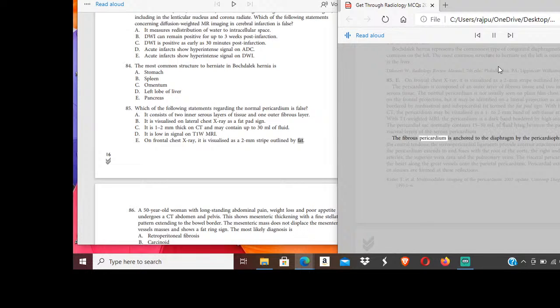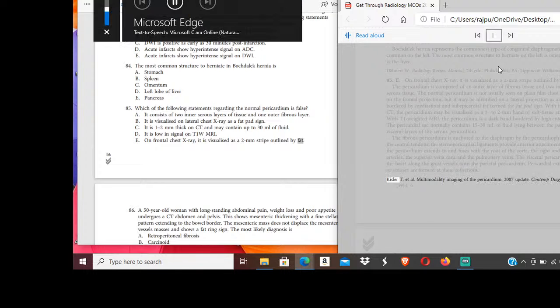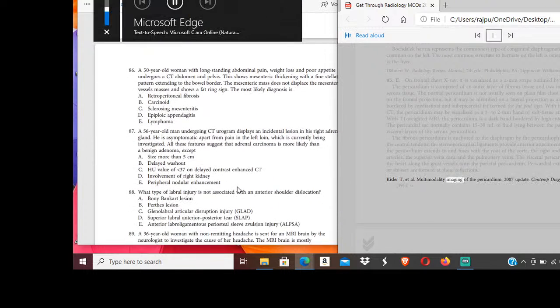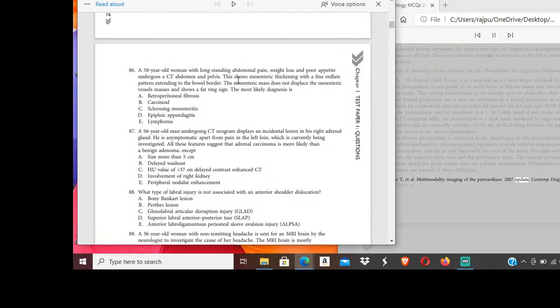The fibrous pericardium is anchored to the diaphragm by the pericardiophrenic ligament and the central tendons. The sternopericardial ligaments provide anterior attachment. The outer layer of the pericardium extends to and fuses with the root of the aorta, the right and left pulmonary arteries, the superior vena cava, and the pulmonary veins. The visceral pericardium reflects from the heart along the great vessels onto the parietal pericardium. Pericardial extensions, recesses, or sinuses are formed at these reflections. Kissler T. et al., Multimodality imaging of the pericardium, 2007 update. Curr Probl Diagn Radiol.